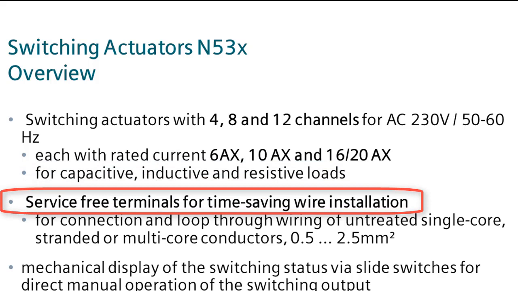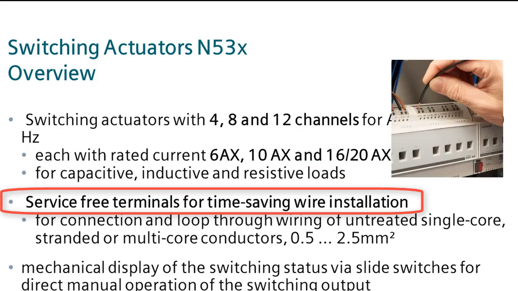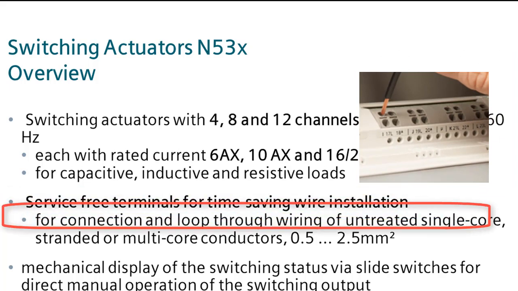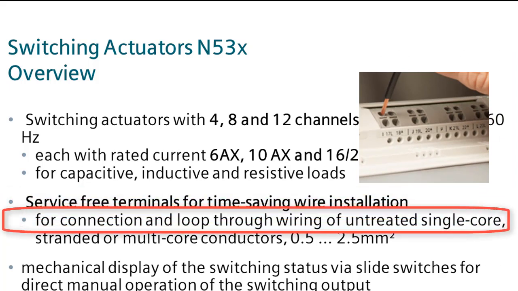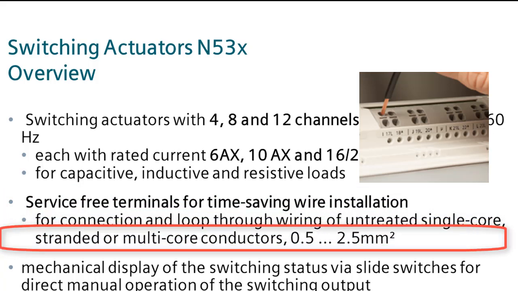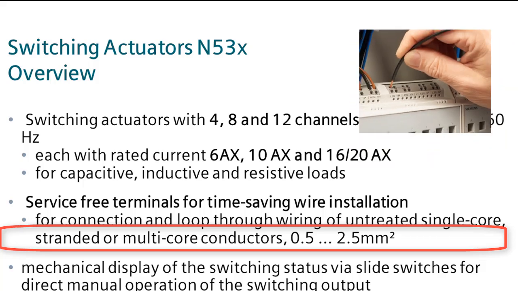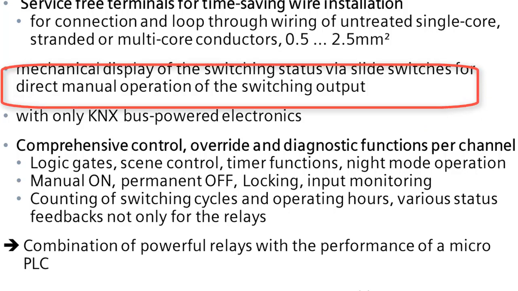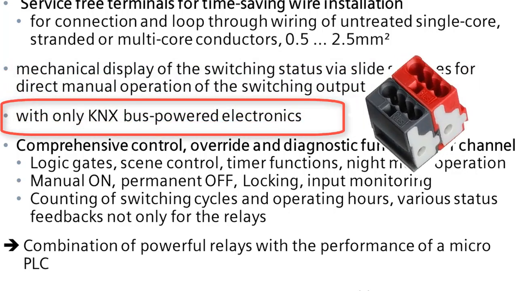Further advantages are: service-free push-in terminals for time-saving wire installation for connection and loop-through wiring of untreated single-core, stranded or multi-core conductors, 0.5 to 2.5 square millimeters of cross-section. Mechanical display of the switching status via slide switches for direct manual operation of the switching output, with only KNX bus-powered electronics.